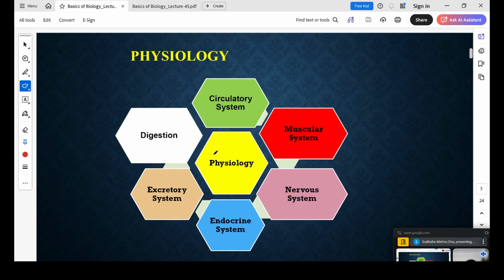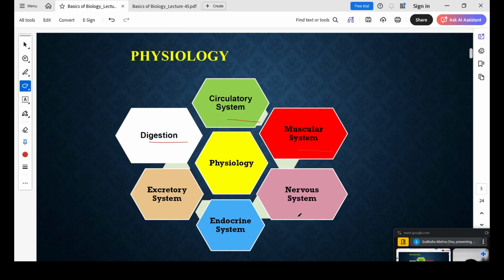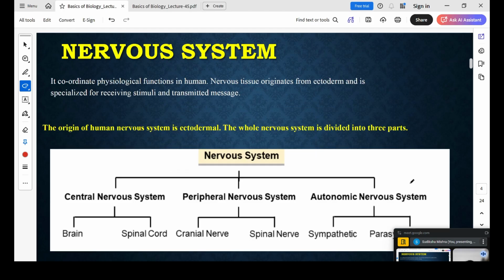So, we have looked at digestion, we have looked at circulatory system and muscular system. We will be looking now at the nervous system, which ensures that whatever information needs to travel from one position to another is done effectively. So the nervous system coordinates physiological functions in humans.